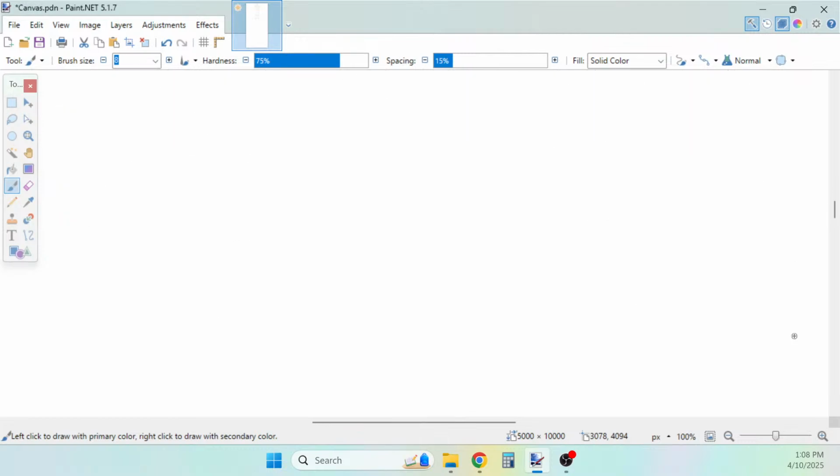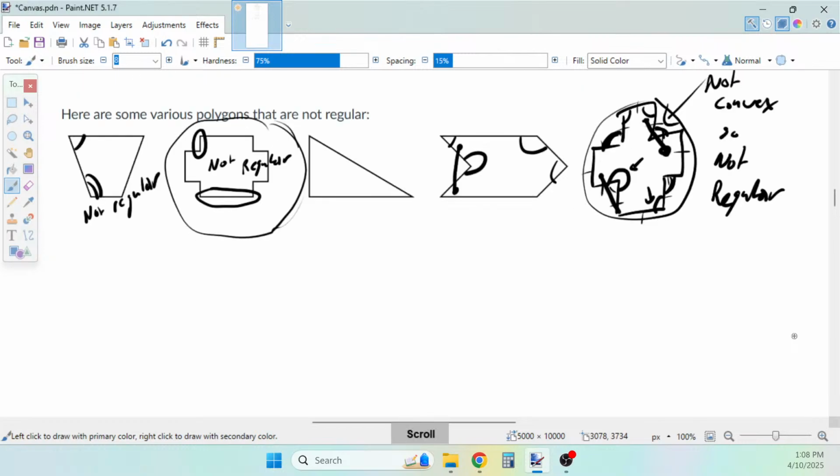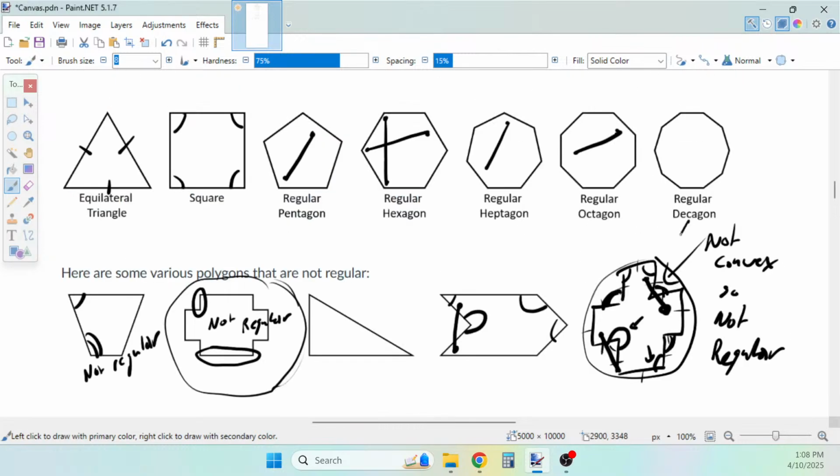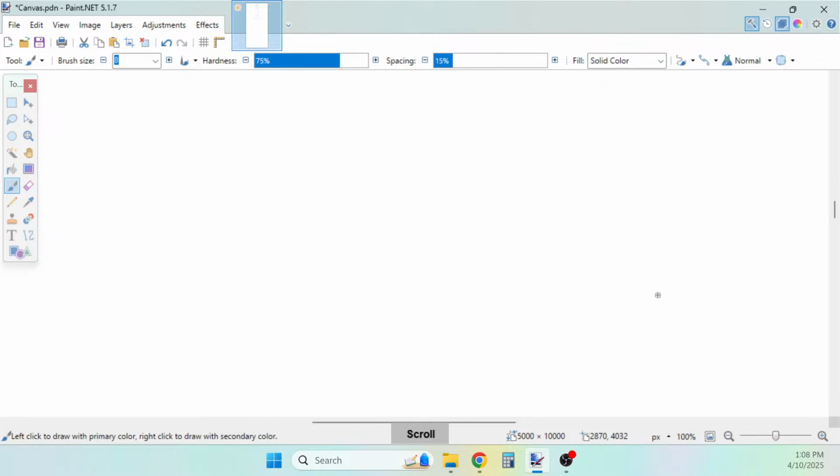And the next thing it asks us to do is draw 6 regular polygons and 3 non-regular. Well, I guess I drew a non-regular. I'm going to leave the drawing up to all of you.